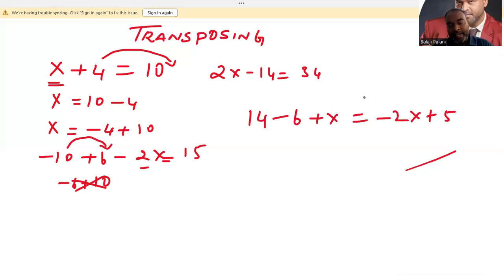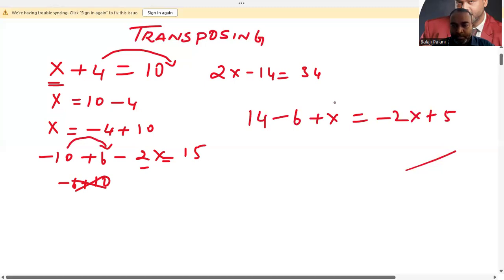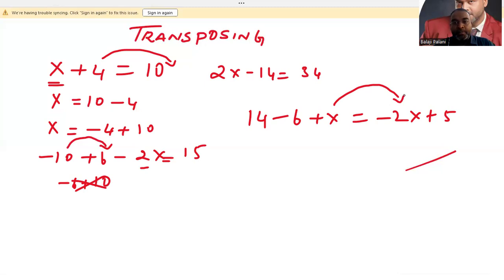So where can we move the x? Now, if this x goes here, what will happen? It becomes negative, minus x. Already you have minus 2x, and this plus x also turns out to be negative. So you get minus 3x, right?